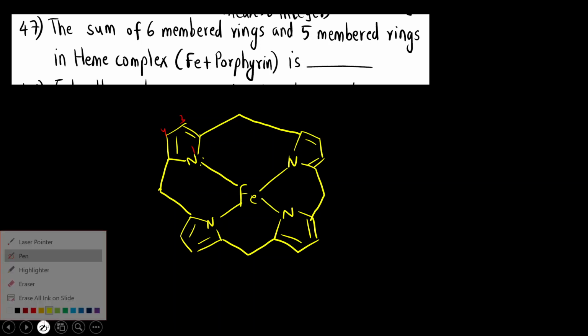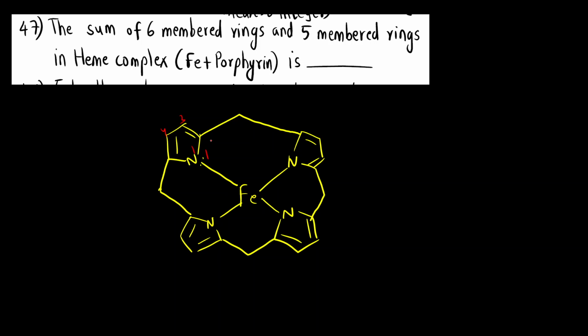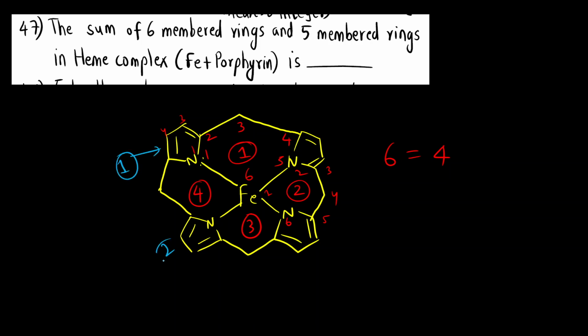Now count the number of rings that are formed. 1, 2, 3, 4, 5 and 6. So this is one 6-membered ring. This is the second 6-membered ring. This also, if you count, is 1, 2, 3, 4, 5 and 6. This is the third 6-membered ring and this is the fourth 6-membered ring. So 6-membered rings are 4. And what are the 5-membered rings? 5-membered rings are these pyrrole rings: 1, 2, 3 and 4. Again, it is a sum, so 5-membered rings are 4. Sum means add both of them. 4 plus 4 is 8. So the correct answer here is 8.